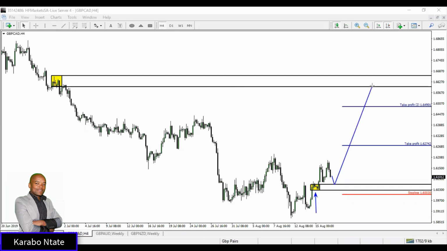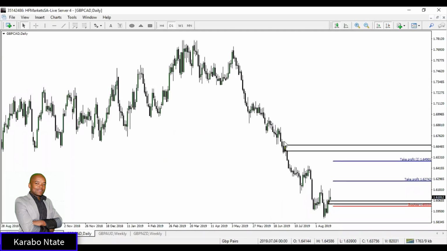So for my first TP, I am looking at this area over here because there is some supply, so price could reverse from here. And my second TP is just before hitting this daily supply zone. So let me just switch to the daily time frame. It is much clearer on the daily time frame. So this is that supply zone on H4.